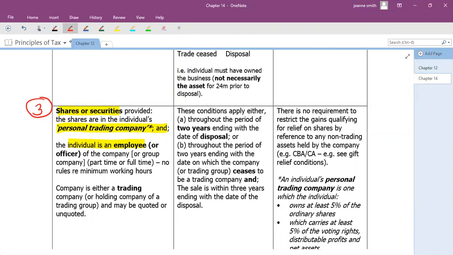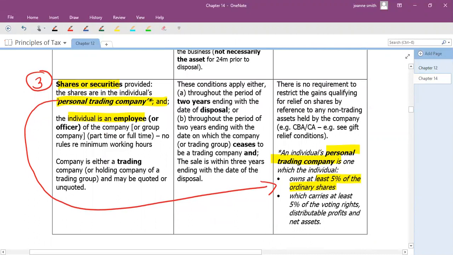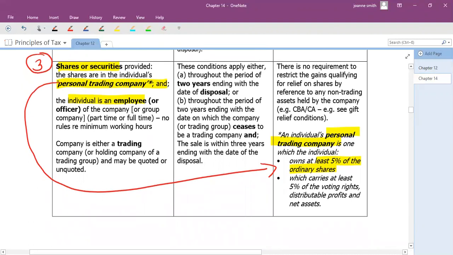And then I want to pull your attention down here as to what is a personal trading company. And it's something where the individual has got at least 5% of the ordinary shares. So you should have done ordinary shares in your financial accounting as well. These are the shares that a business has that give you voting rights. It gives you power. So you've got to have at least 5% of those. You must work at the company and it's your personal trading company. All right, so look at the situations to see if any of those apply.